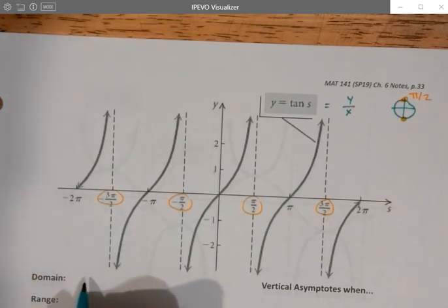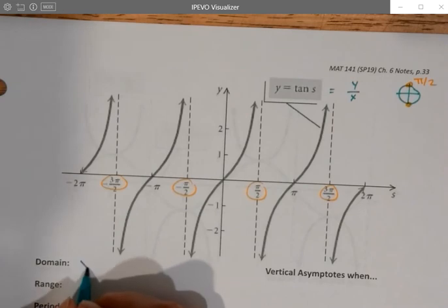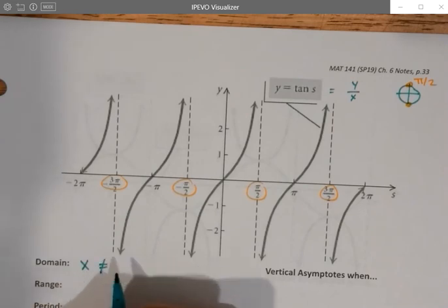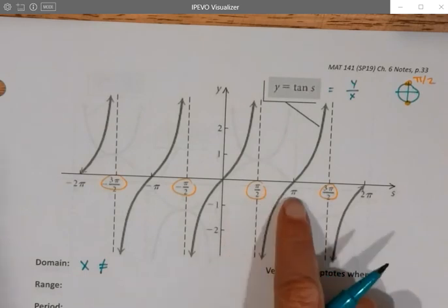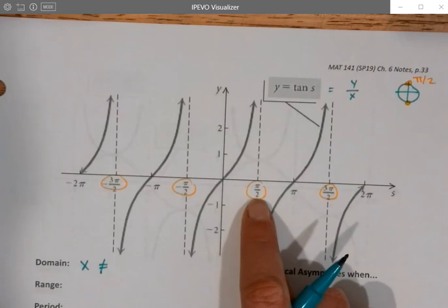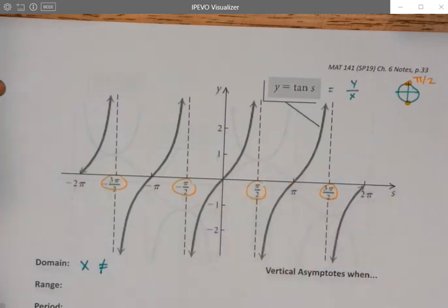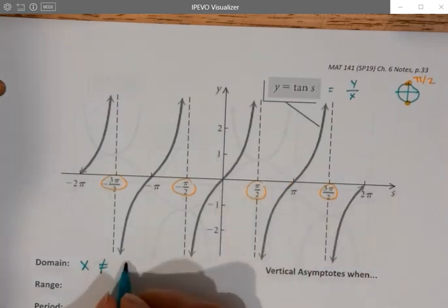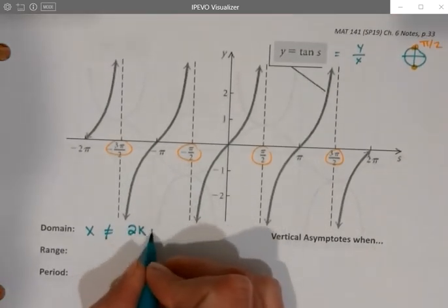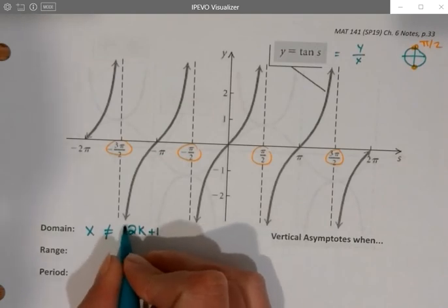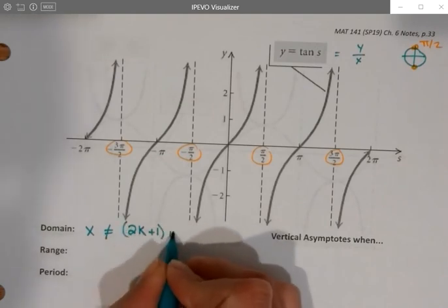It's going to be the set of all x such that x is not equal to, and it's not every pi halves, because pi is 2 pi halves, right? It's only the odd pi halves. So we can say this two different ways. To make an odd number, you can take an even number, like 2 times anything is even, right? So 2k plus 1 becomes odd. So that's an odd number times pi halves.